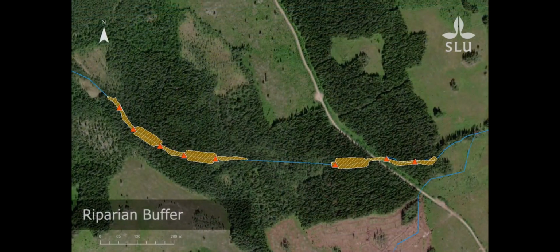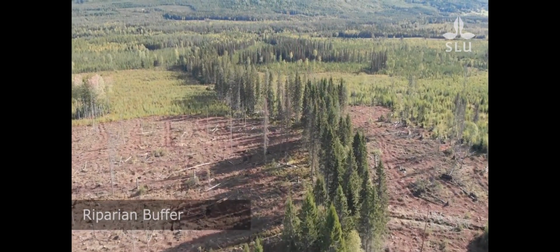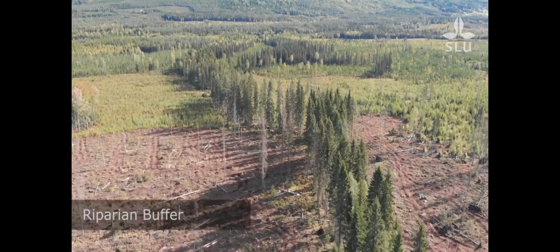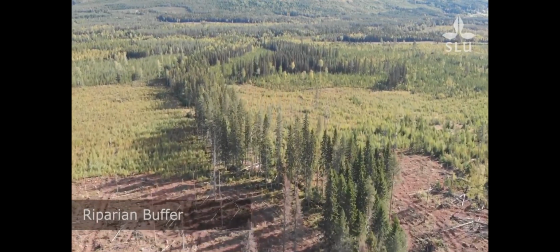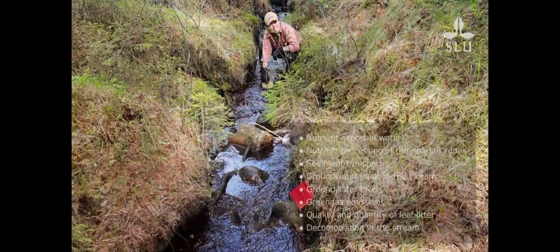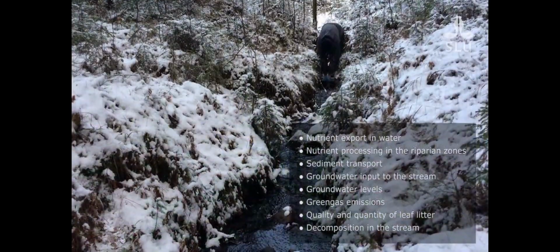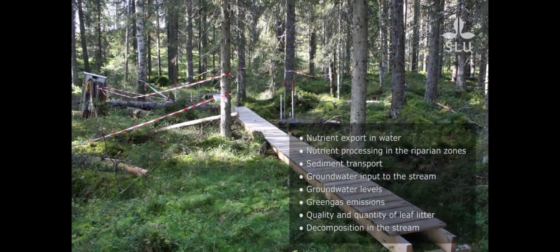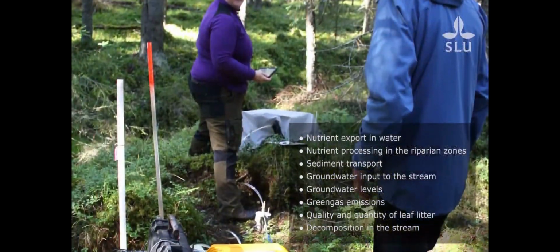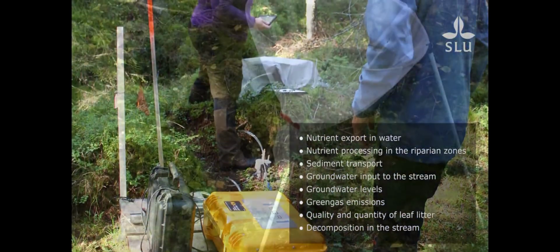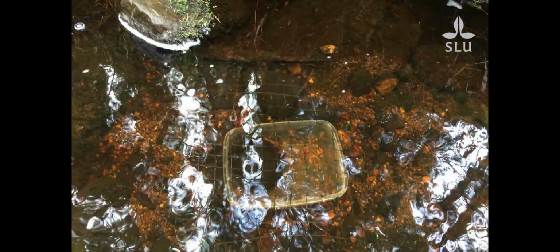Additionally, we're testing whether wide or narrow riparian buffers are effective at mitigating or softening the effects of final felling on stream and riparian ecosystems. Within the riparian buffer experiment, researchers are studying nutrient export in water, nutrient processing in the riparian zones, sediment transport, groundwater input into the stream, groundwater levels in the riparian zones, greenhouse gas emissions in the riparian zones and the stream, the quality and quantity of leaf litter inputs to the stream, and decomposition.